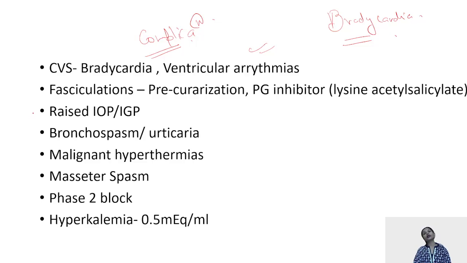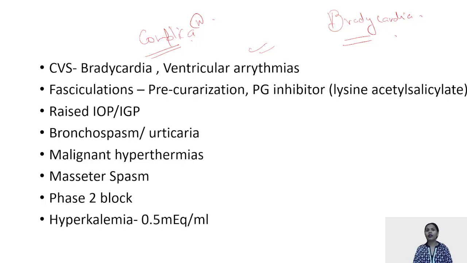Second is fasciculations. I already told you that scolin, being a depolarizing agent, leads to fasciculations, and these fasciculations lead to post-operative muscle soreness or myalgias. Even this is one of the case scenarios which was given, for example, a 15-year-old girl was given scolin for intraocular surgery followed by post-operative muscle soreness. So which agent is responsible for this? The agent responsible is scolin because of the fasciculations.